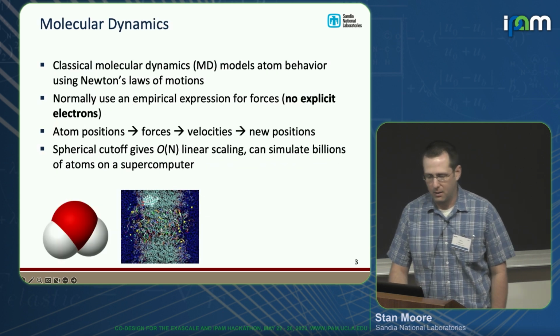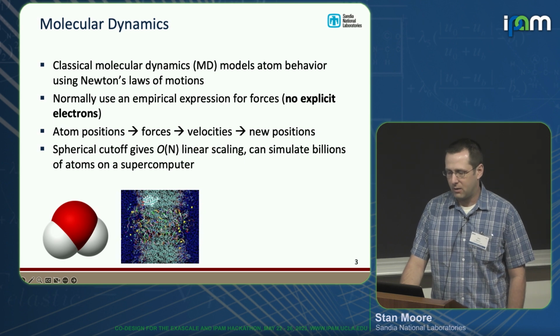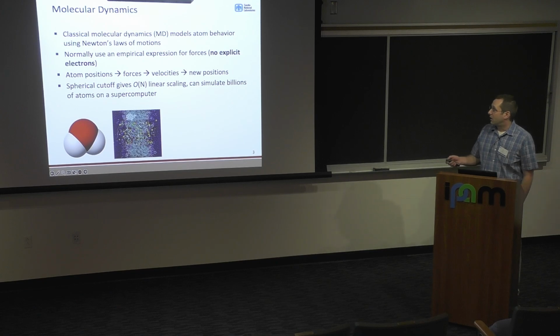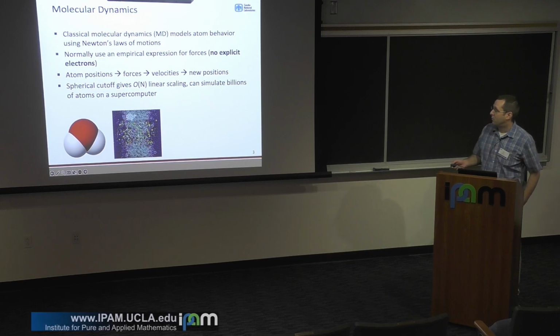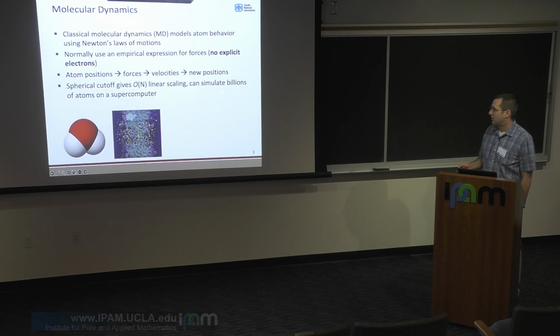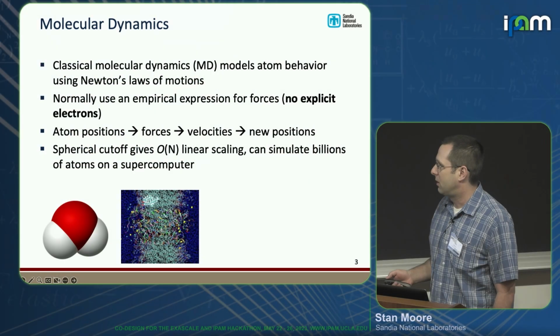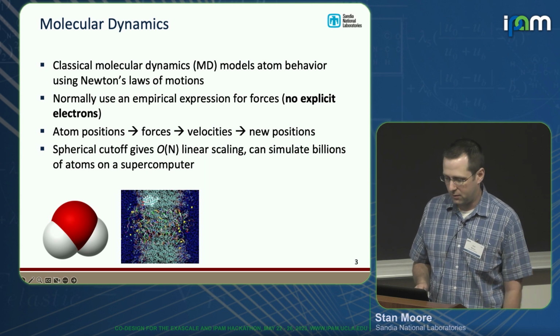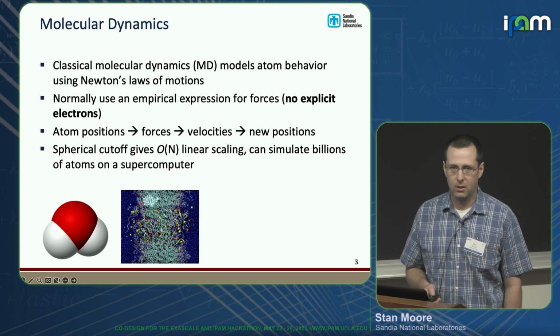Okay, so what is molecular dynamics? Classical molecular dynamics models the behavior of atoms using Newton's laws of motion, but neglecting electrons. So we have the atom positions, we calculate some forces based on an empirical potential, typically, that allows us to update the velocities, and then we get new positions. Typically we'll use a spherical cutoff, which gives very good linear scaling, and so we can simulate billions or even trillions of atoms on a large supercomputer.